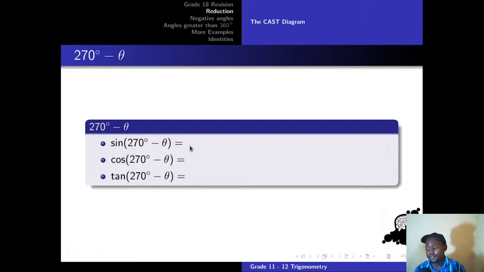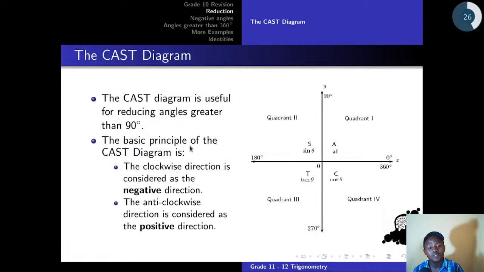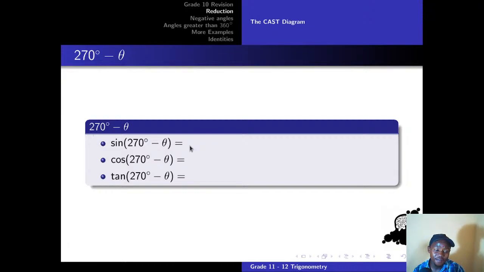When looking at 270 degrees minus theta, the process is the same. If we look at 270 degrees minus theta in our CAST diagram, we will see that it is in the third quadrant. In the third quadrant, sine is negative, cos is negative, tan is positive. Therefore, sine of 270 degrees minus theta gives us negative cos of theta.